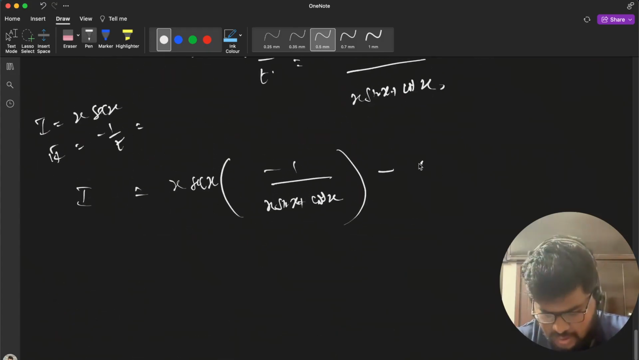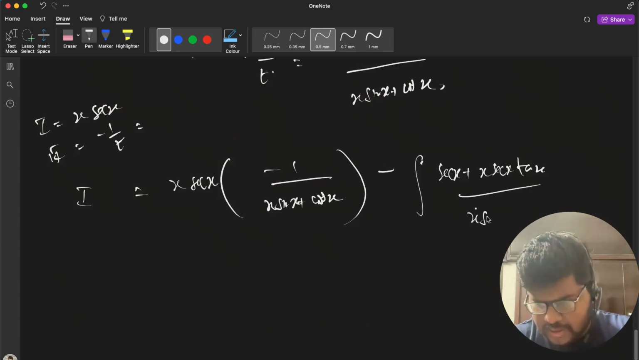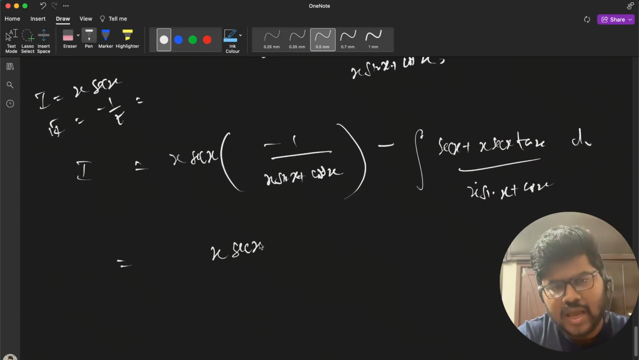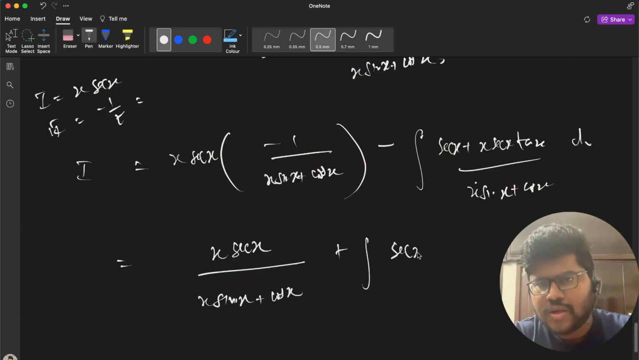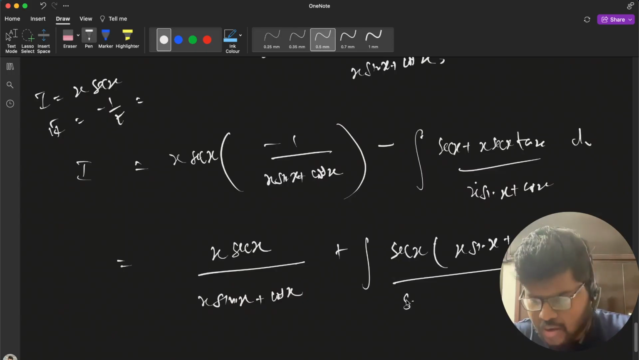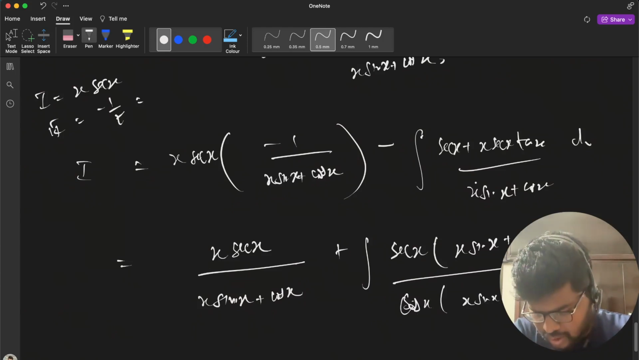So now minus integration of (sec x plus x sec x tan x) divided by x sin x plus cos x, right? Now what will we do? We will multiply this term as x sec x upon x sin x plus cos x plus integration of sec x common, right? And this is x sin x plus cos x, and here also if I take cos x common, then it becomes x sin x plus cos x, right?